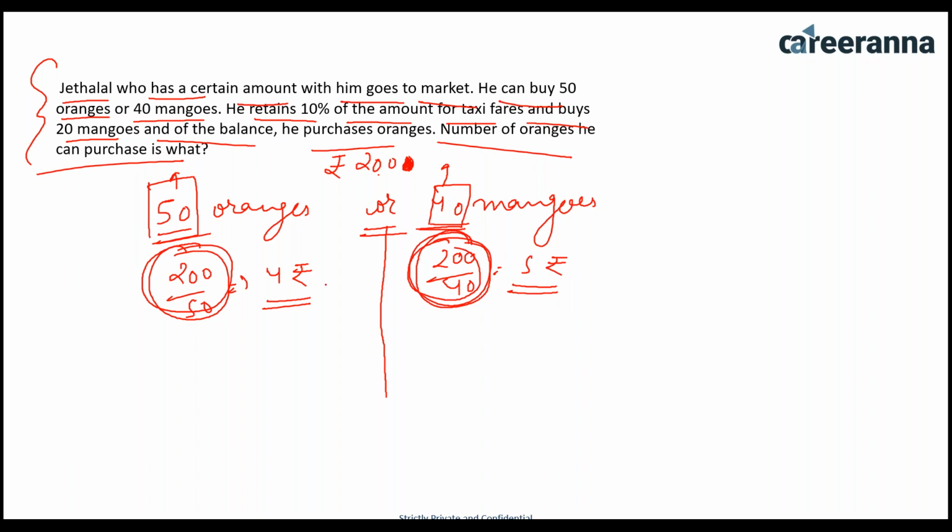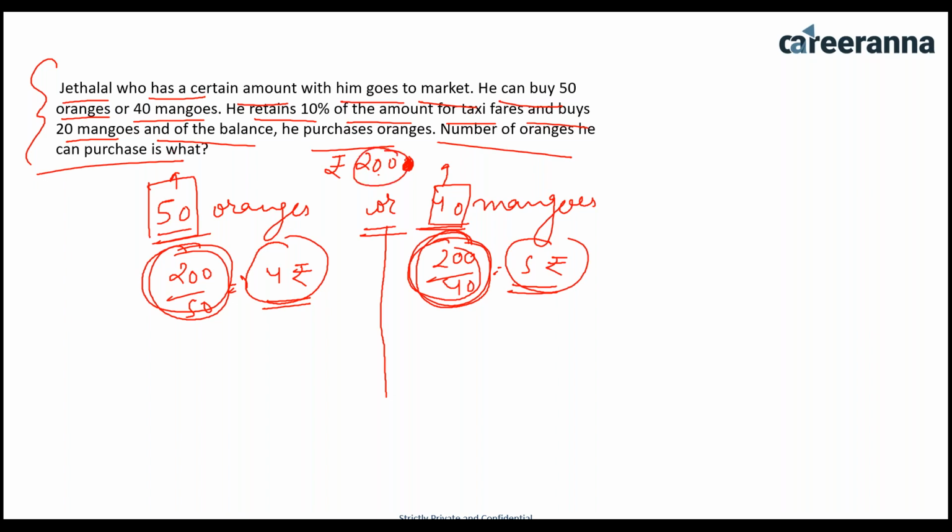That's why I took 200. You can take 2000, 1000, 500, any number of your choice. But to make my calculations easy, I have taken 200, because it is the LCM. So the value of an orange is 4 rupees and the value of a mango is 5 rupees. Clear?